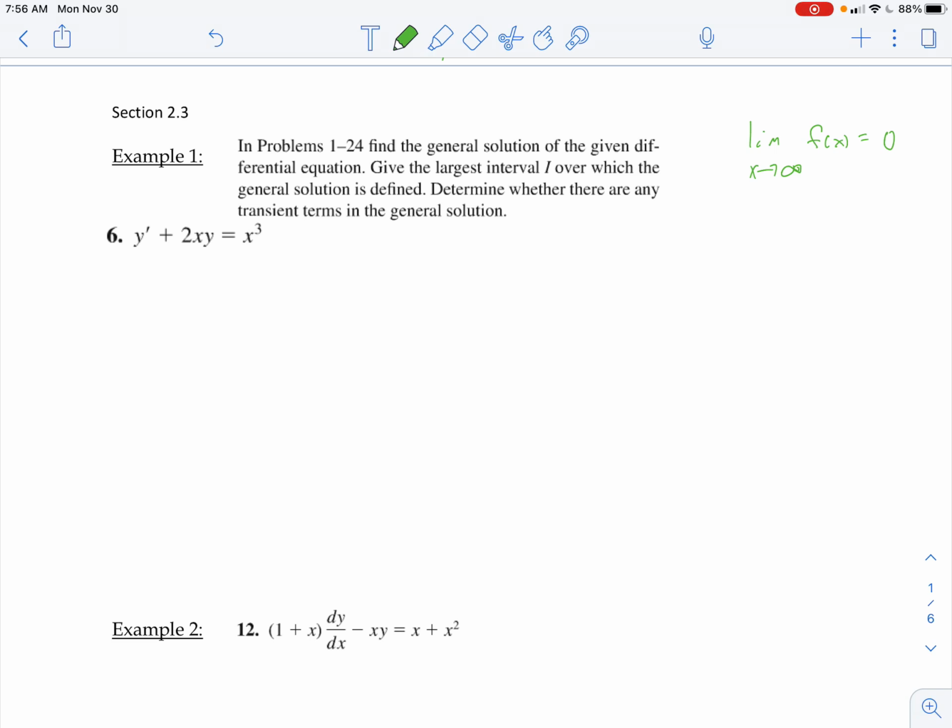All right, so let's go ahead and look at our first one, y prime plus 2xy equals x cubed. All right, and so again, we're looking for it to be in the form, I'll write that over here to the side. We're looking for it to be in this form: dy over dx plus p of x times y is equal to our function f of x.